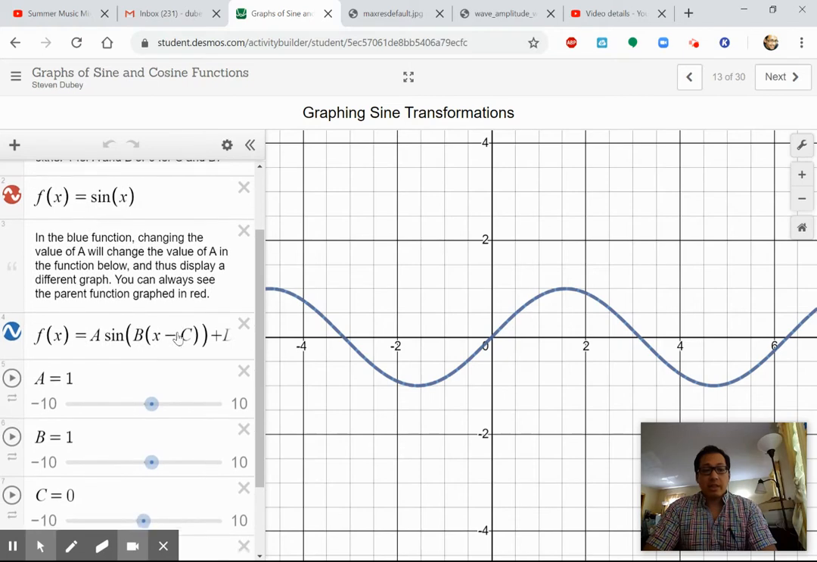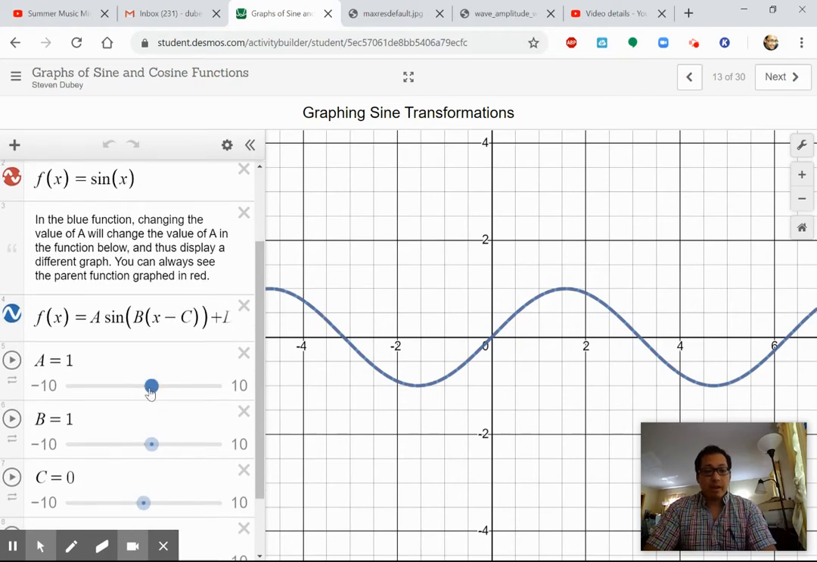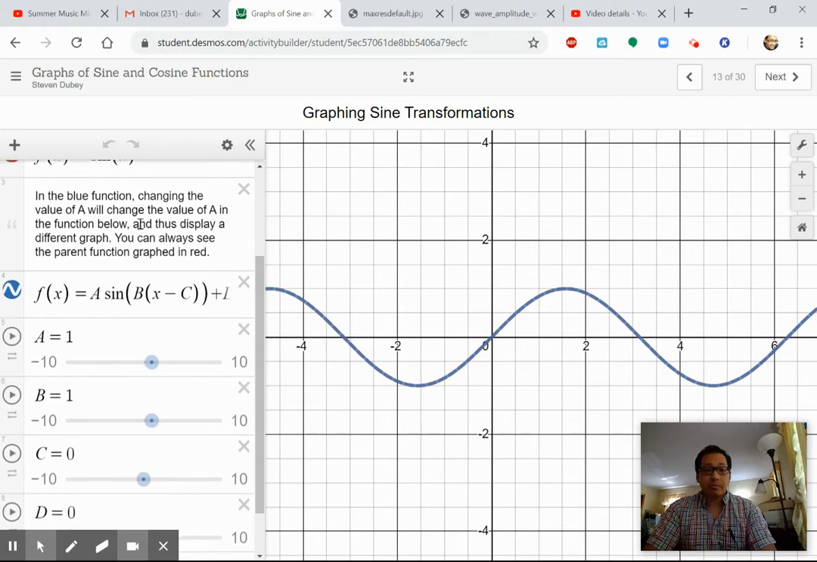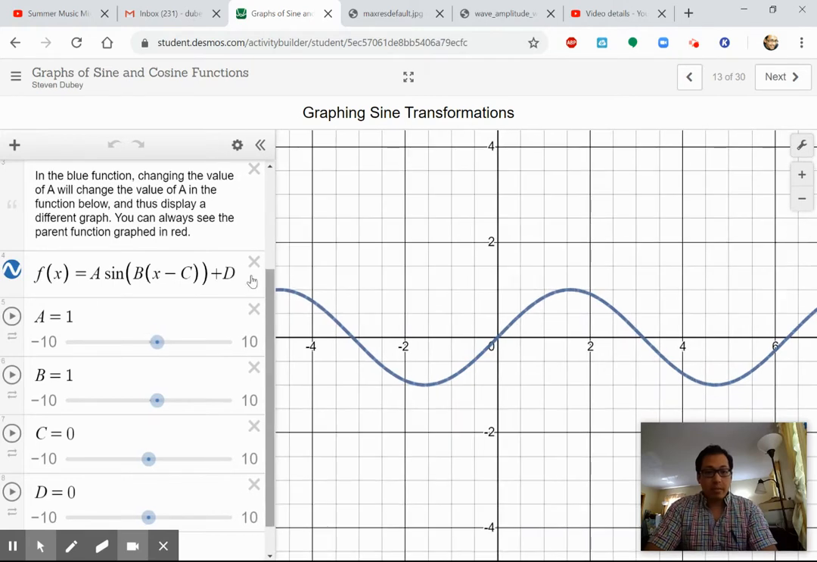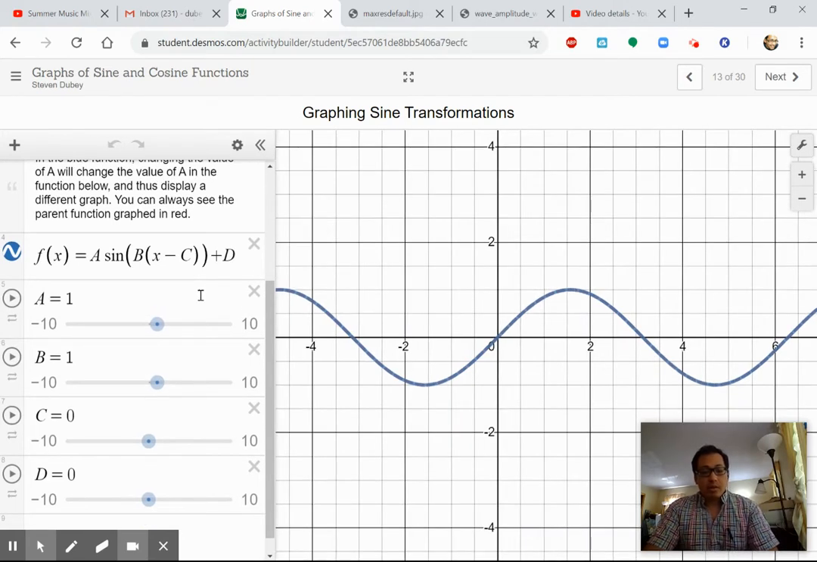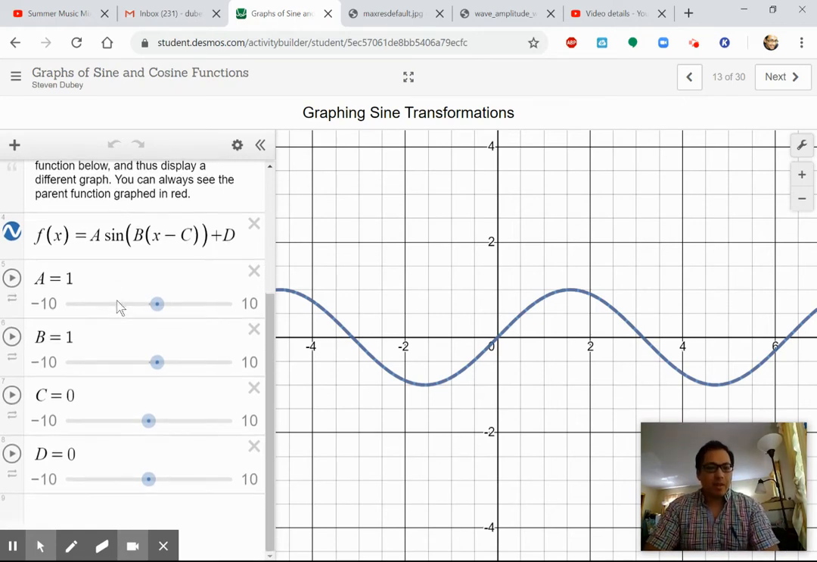And as you change these things, so here's a slider for A, right? In red is going to be the parent function, just the normal sine of x, the sine function. And then in blue, let's make it a little bit bigger here. In blue, so I want you to play around and try changing these values for A, B, C, and D.